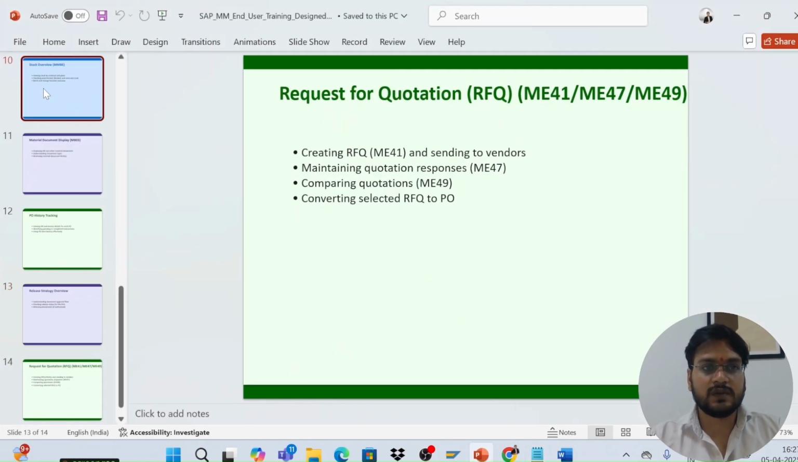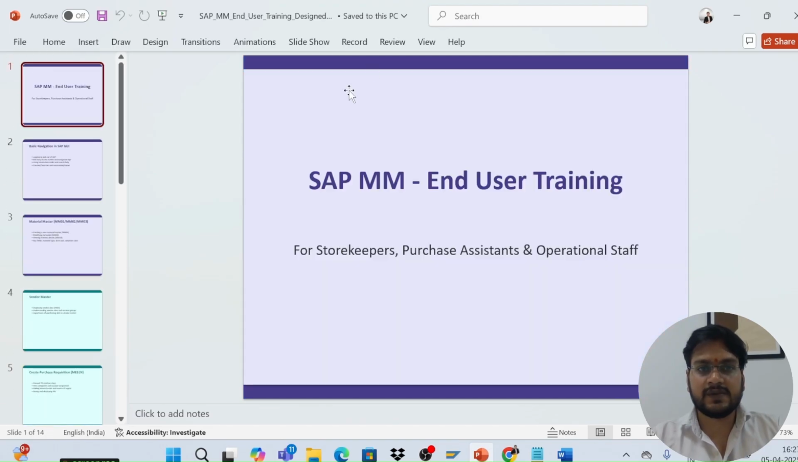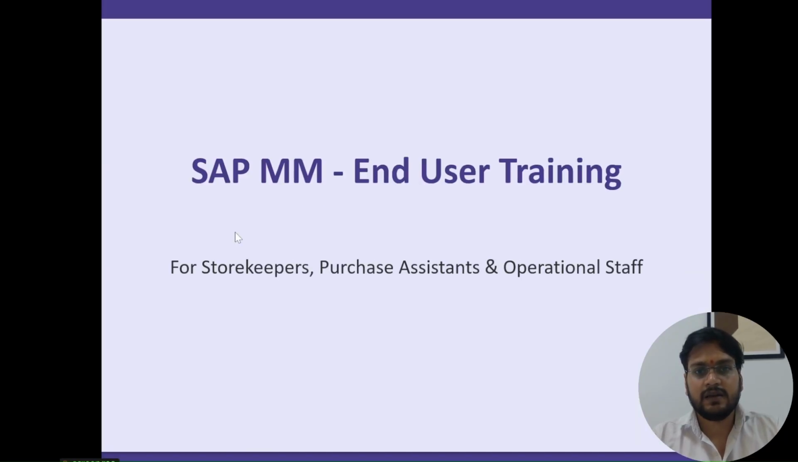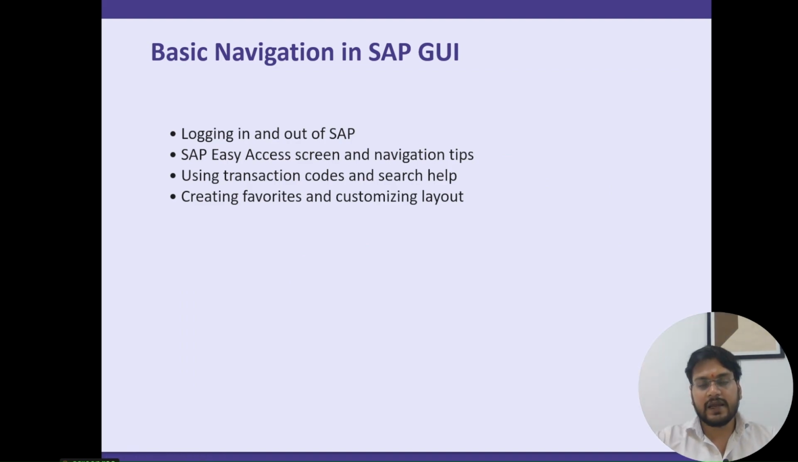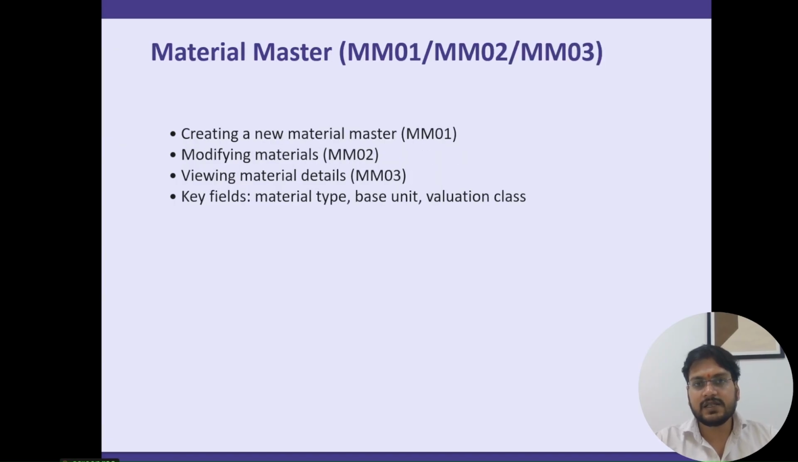If we do a quick review of the complete SAP MM end user session, or summarize it: first of all, we have seen the navigation part, like how we can log in, how we can log off from the system, what the SAP Easy Access screen is, how we can use a transaction code, and how we can do the same transaction with the help of navigation. We have also seen how to create a favorite. Then we have seen the material master record, and we created a material using T code MM01. To change a record it is MM02 and to display it is MM03. We need to mention material related information like material type, basic unit of measurement and valuation class.